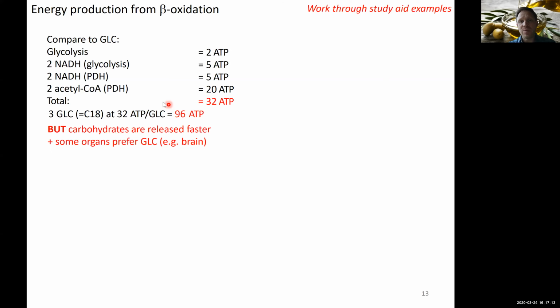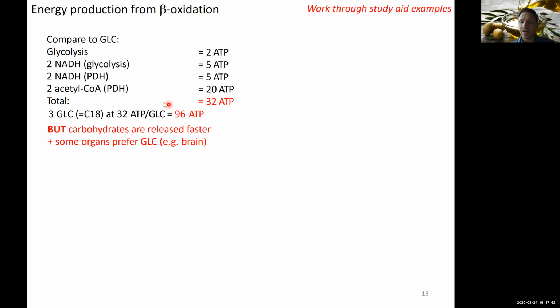The carbohydrates being more readily available to us, but a little bit less efficient in terms of energy density, whereas the fatty acids and the lipids are. And so they are more of a longer term major energy resource. The one major difference being the brain: some organs actually prefer and ultimately rely on glucose and not the breakdown of lipids. And the brain is one example for this.